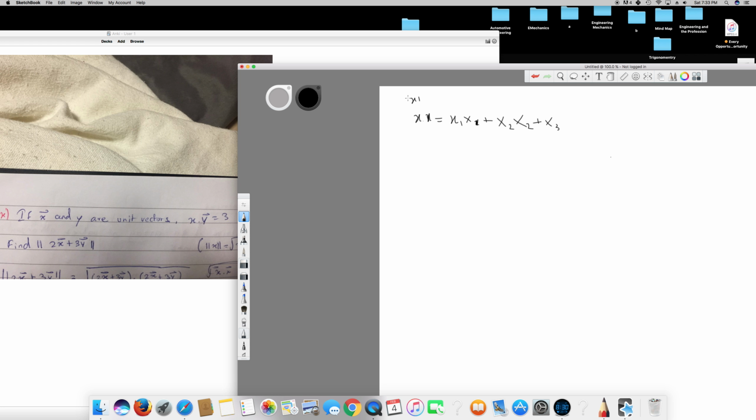So if you add it all together, x dot x is going to be x1 square plus x2 square plus x3 square. So what is the magnitude of x? It's the same thing: x1 square plus x2 square plus x3 square. Since both are the same thing, we can say both are equal. So x magnitude is equal to root of x dot x. Therefore we prove this one. So I'm going to use this proof to find the solution for this question.